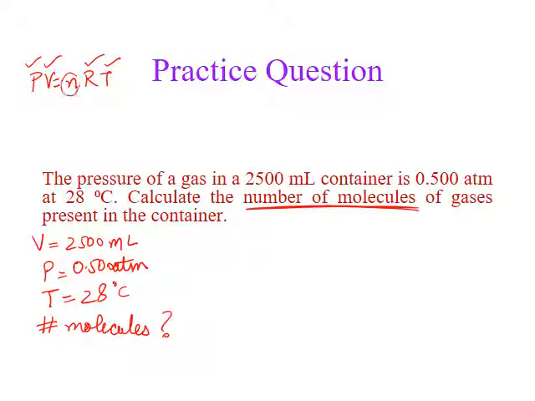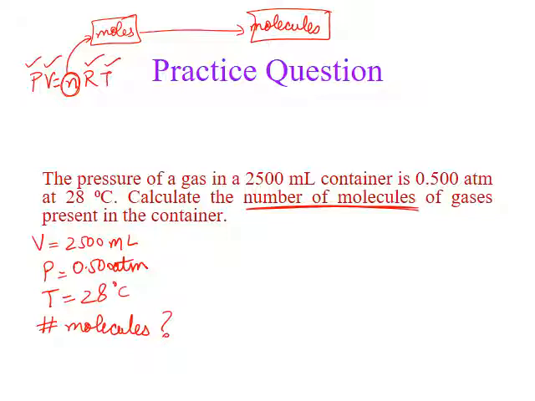What's not given is n. n is the moles. If I can solve for n from here, I can figure out moles. Once I know moles, I can simply convert moles into molecules by using the conversion factor, which is Avogadro's number. So 1 mole will be equal to 6.02 times 10 raised to power 23 molecules. So that would be my solution map. Use the ideal gas law first, then use moles to molecules.